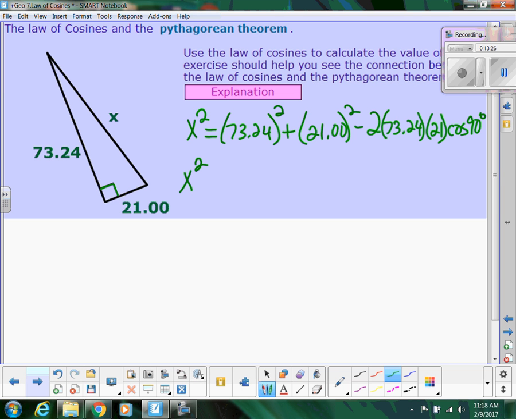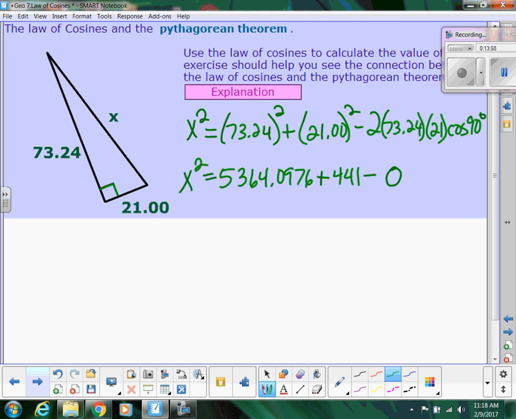So x squared equals, if I do 73.24 squared, and then 21 squared, and then here, if you just do cosine of 90 for a minute, you get 0. So if you multiply all of that and then the last thing you're multiplying by is 0, that's going to give you 0. So think about what that means.